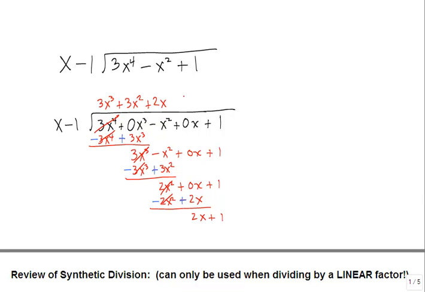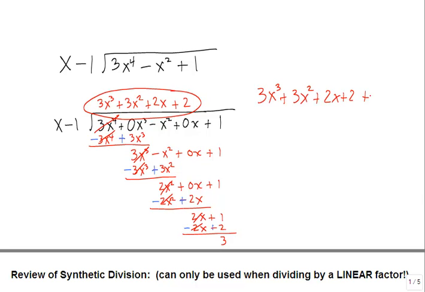x times what is 2x? I need a 2. 2 times x is 2x. 2 times minus 1 is minus 2. Draw my line, change my signs. These 2x's cancel out, and I'm left with a remainder of 3. So my final answer is this quotient, nice and big, plus a remainder fraction. The remainder itself, the 3, goes on top, and the divisor goes on the bottom. And here's my final answer.